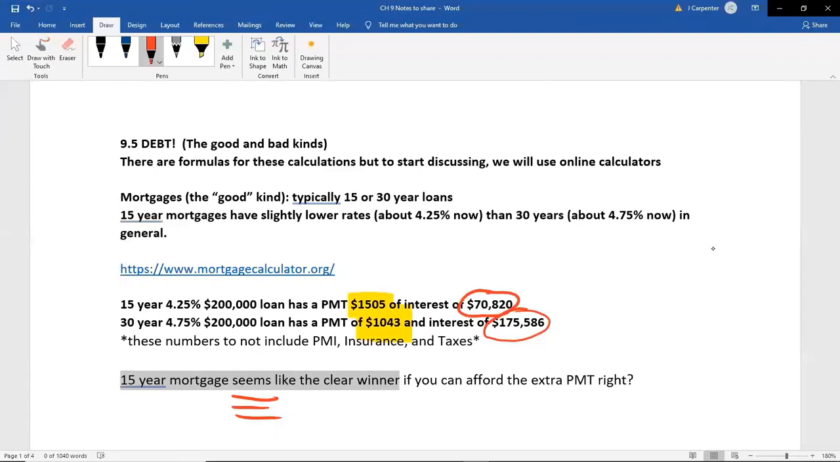But what a person could do is they could take the 30-year loan and they're only paying $1,043 a month. Now this person had the ability to pay the $1,505. So if you don't have the ability to pay the $1,505, you take the 30-year loan and you're happy to have it. But a person who could afford that $1,505 a month takes the 30-year loan and only pays $1,043 a month, which means they've got what, $462 to spare every single month.